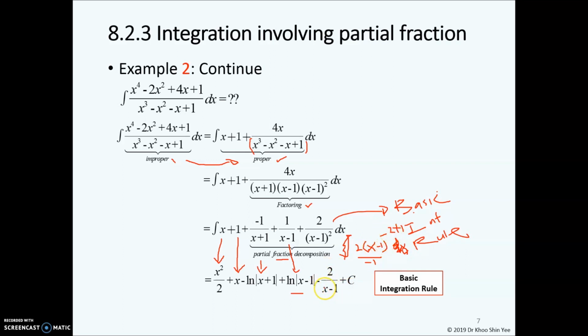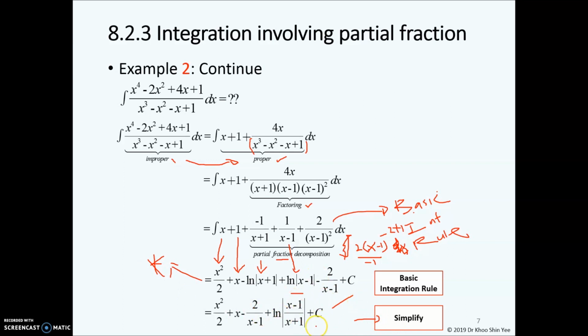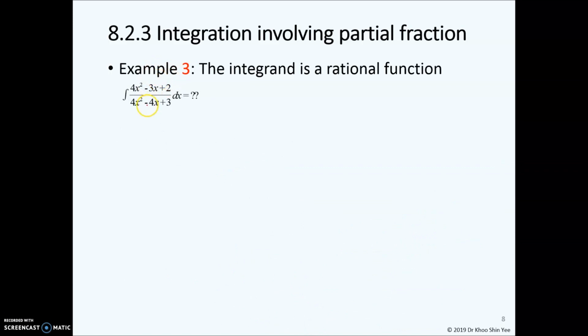-1 is x divided by x minus 1. So this is your final answer. So if you stop here, it should be okay. But most of the book, it will simplify it. So rearrange the term, you should be able to get this as well. Let's try more examples here.